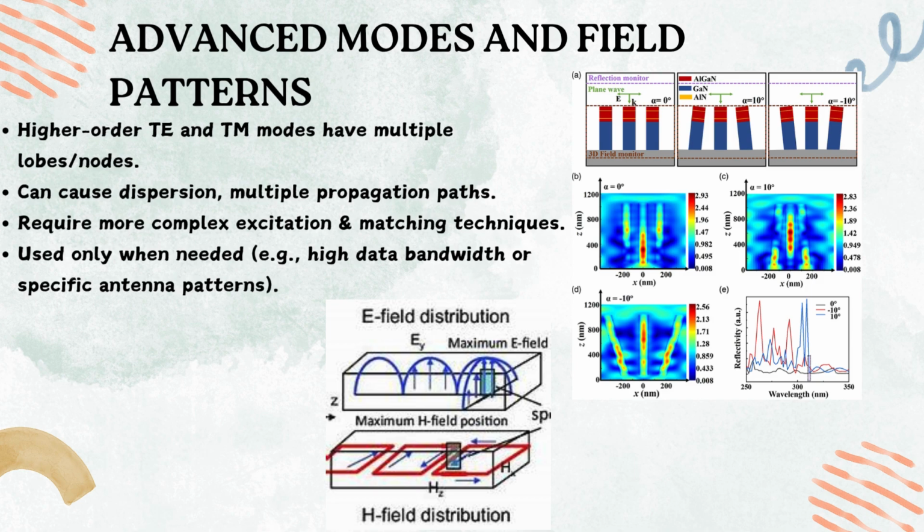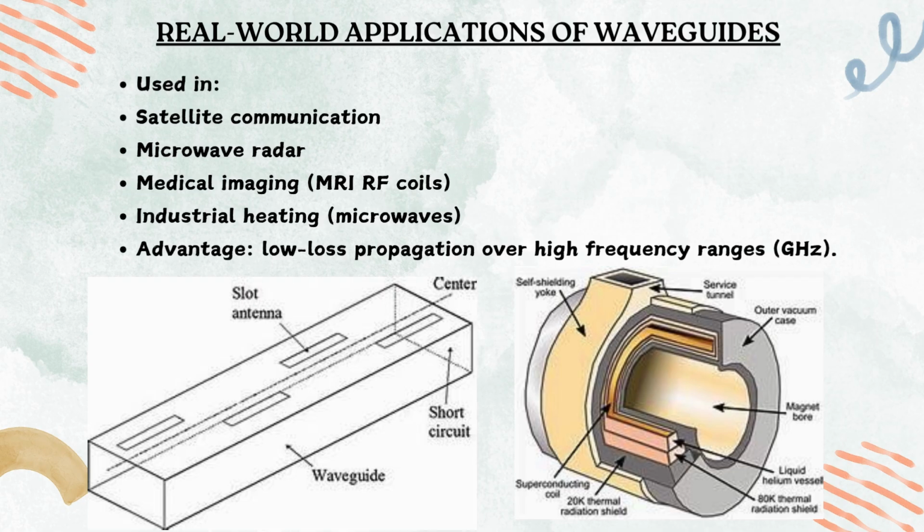So, let's go to the real-world applications of waveguides. Waveguides are used in systems that require high-frequency signals, such as satellite communication, where data is transmitted between Earth and satellites, radar systems, which use microwaves for navigation and detection, medical imaging, where waveguides help transmit high-frequency signals in MRI machines, and industrial heating, for example, in microwave ovens.